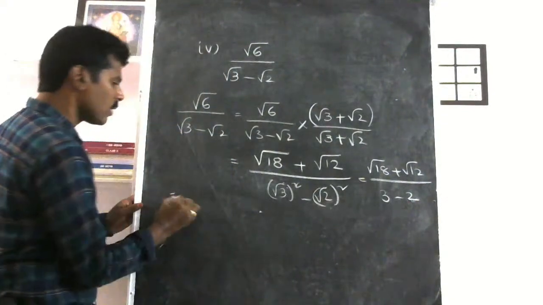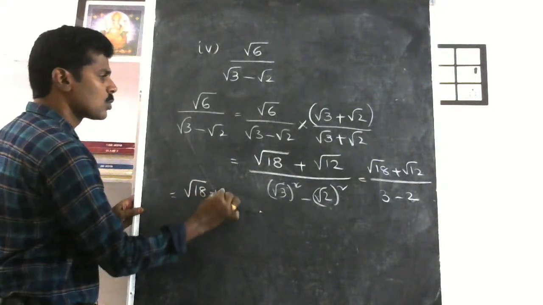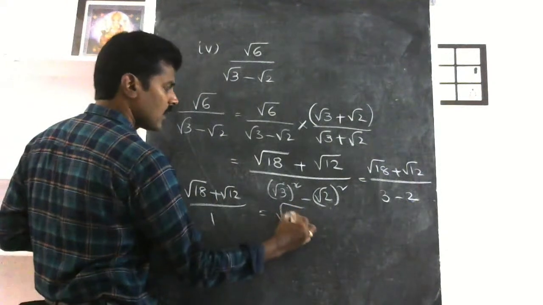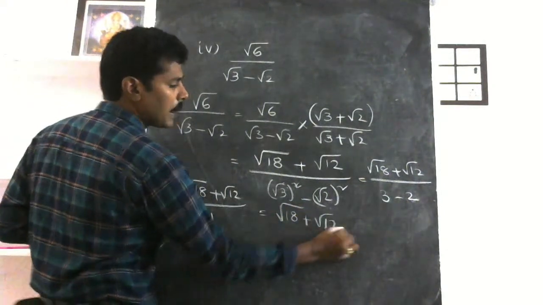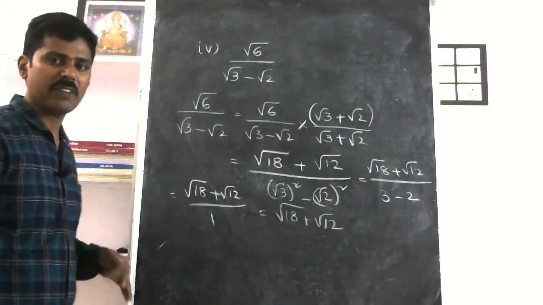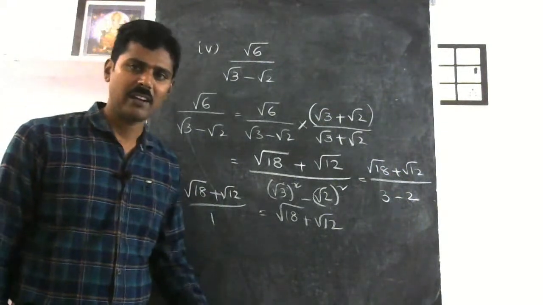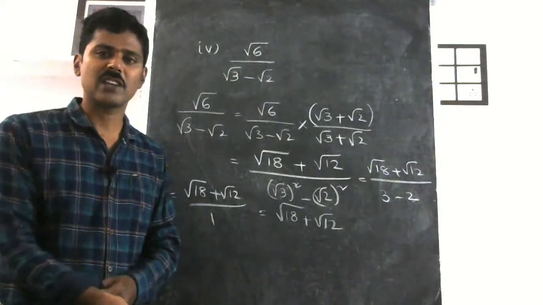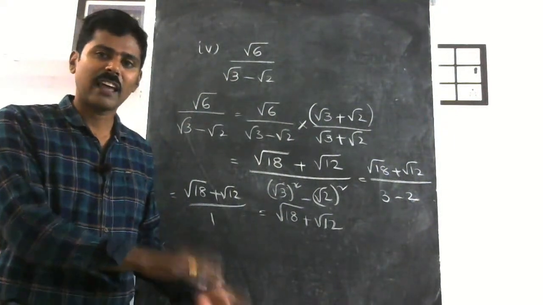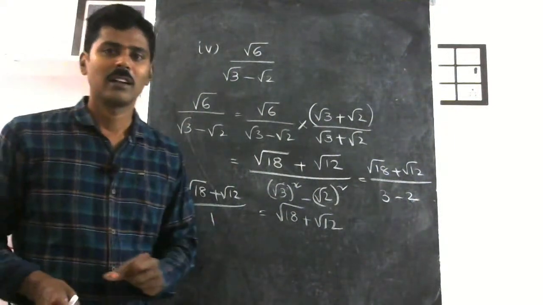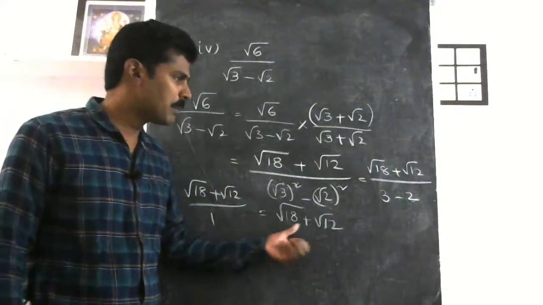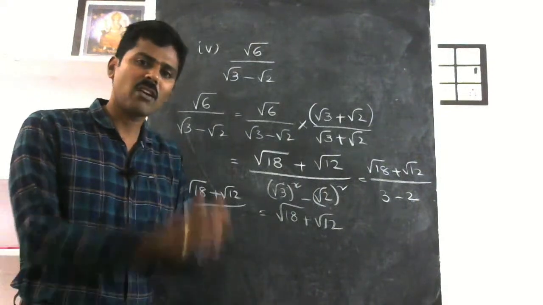So the numerator you will get root 18 plus root 12 by 1. So many have finished like this, root 18 plus root 12. But still I can simplify. He is asking to simplify. If he is asking to simplify, I have to check utmost simplification. That means like in your chemistry atom is the smallest particle which we cannot divide further. The same simplification should be done which you cannot simplify further.